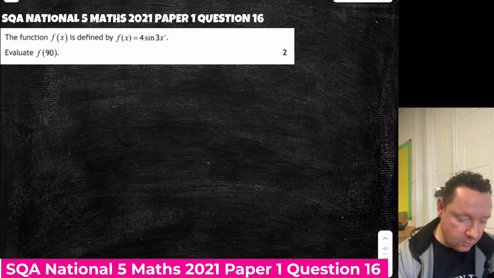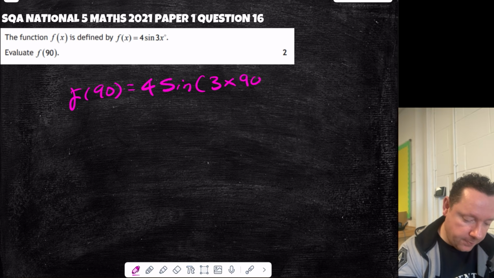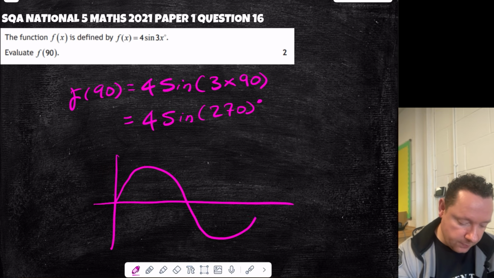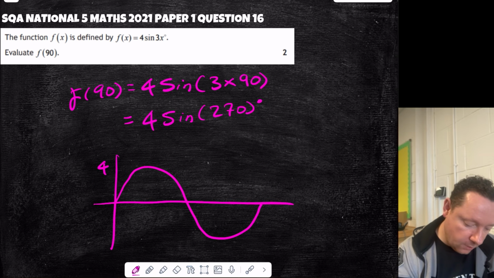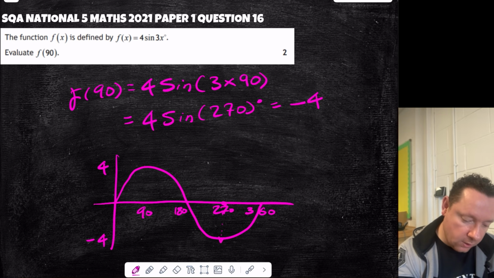SQA National 5 Maths 2021, paper 1, question 16. The function is defined as f of x is 4 sine 3x. Evaluate f of 90. That just means replace the x with 90. So f of 90 is equal to 4 sine 3 times 90. Well, what's that? That's 4 times the sine of 270 degrees. So what's the sine of 270? Well, you've got a graph. You know this. This time the amplitude is 4 and minus 4 because it's 4 sine. It goes 90, 180, 270, 360. At 270, we're at a min, which is minus 4. So that equals minus 4, and we're done there.